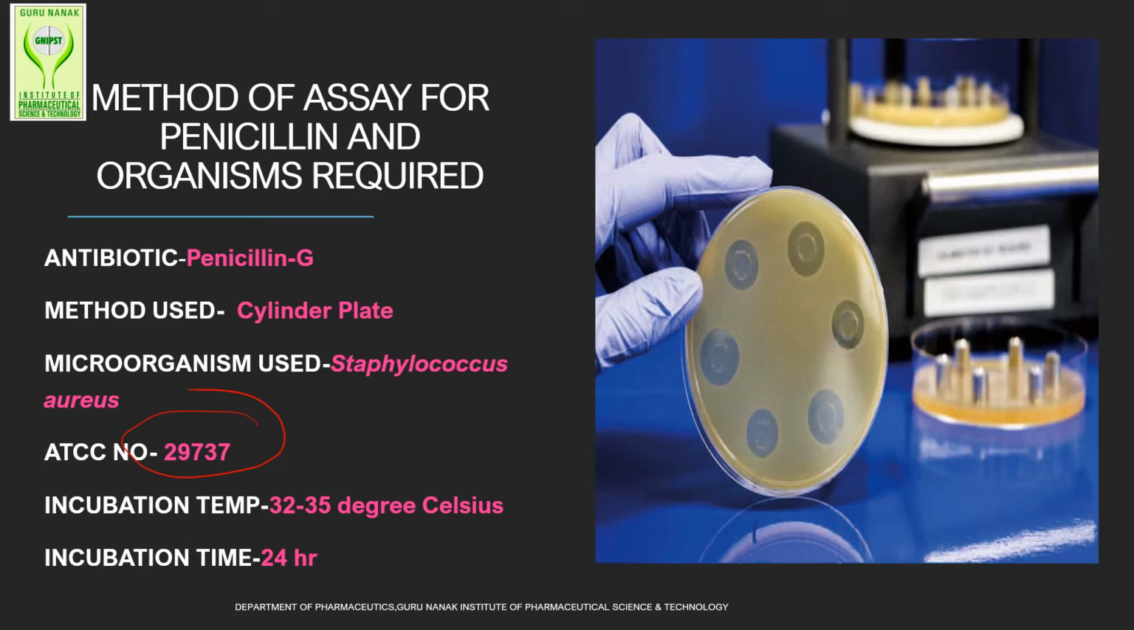Here in the image you can see I have illustrated one Petri plate which has been prepared by using the cylinder plate method. Here you can see different wells have been prepared by the use of sterile borers. The wells have been prepared in which the antibiotic solution has been added. And this circular zone is the zone of inhibition that has been given by the antibiotic. We will discuss this in detail in the upcoming slides.